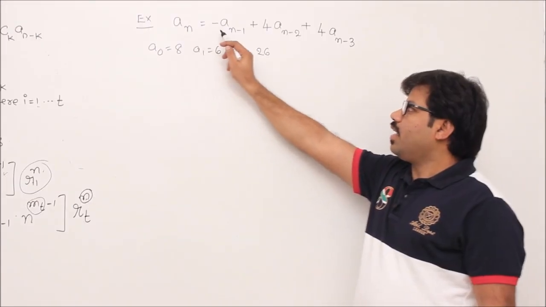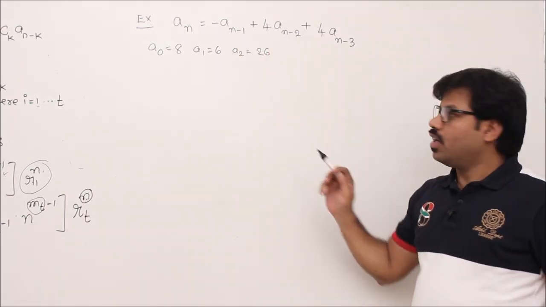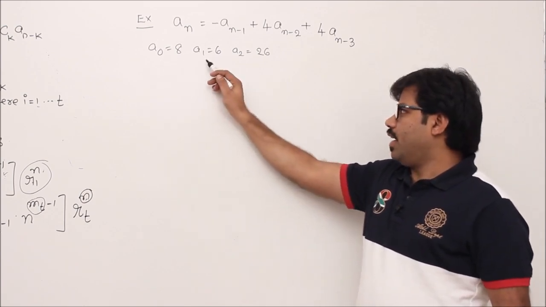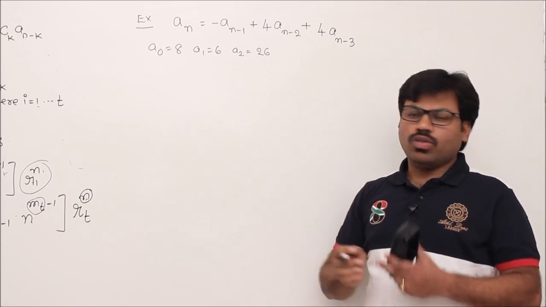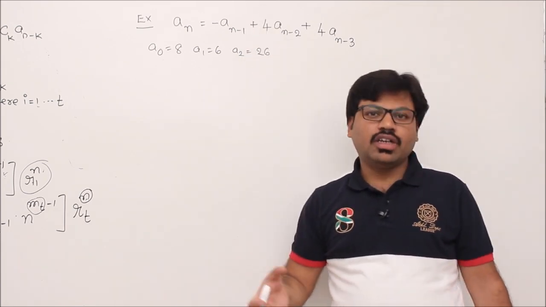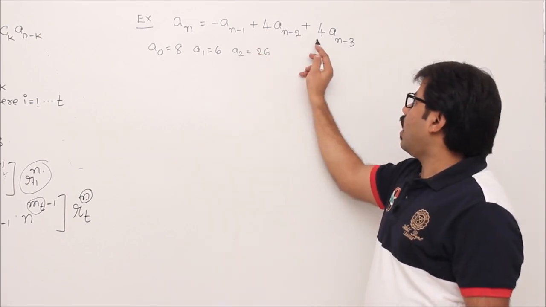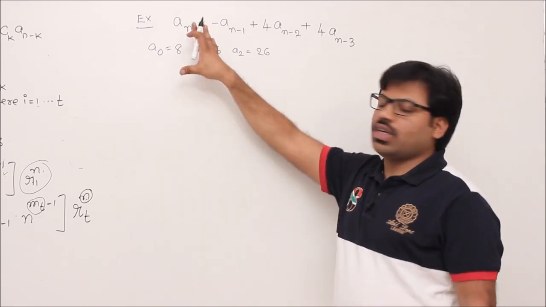That's it. Example: a_n equals minus a_(n-1) plus 4 a_(n-2) plus 4 a_(n-3), with some values a0, a1 and a2. We know that when you have a0, a1 and a2, which are 3 constants, then only can we uniquely find the solution for it. So since there are 3 variables, understand there should be 3 initial values. So how do we find the solution for this one?